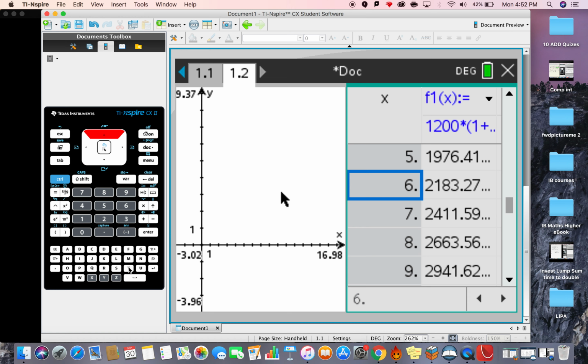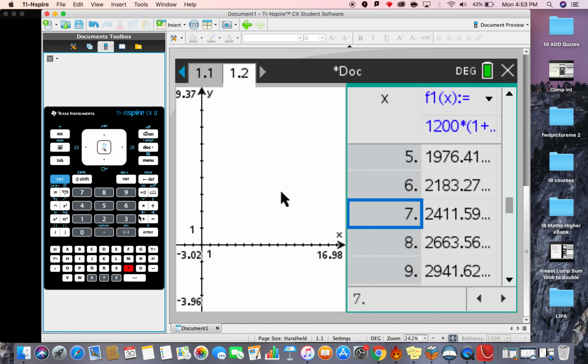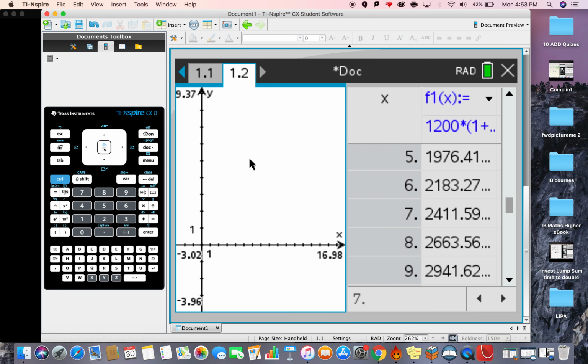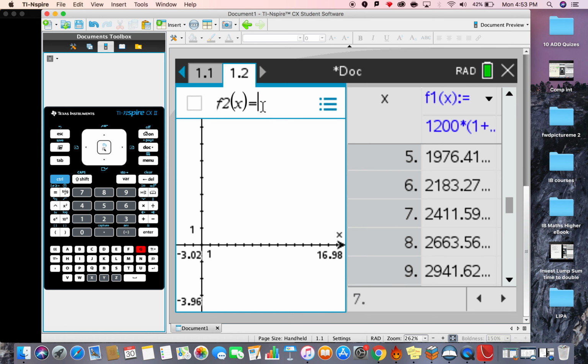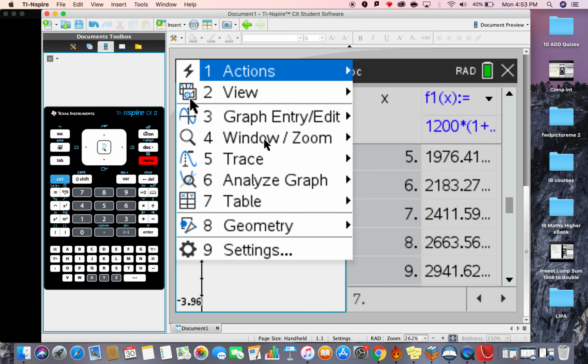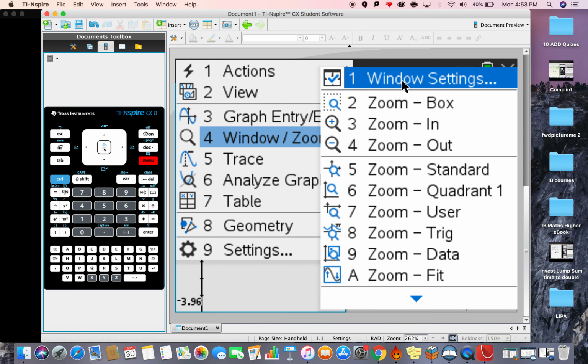So how do we decide if it's actually 6 or 7? This is where we could do with seeing the graph. So we're going to go back to the graph. I'm going to click on the graph itself and do Control G. I'm going to type in f2 equals 2400. And I'm going to change the scales, so menu, window zoom, window settings.